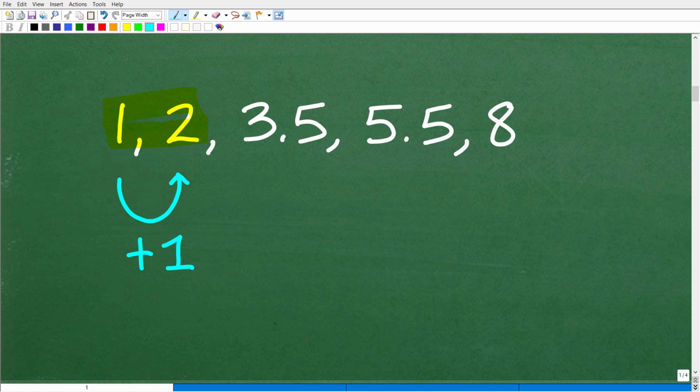And let's go ahead and see what we have here. Okay, so we're starting with 1, and then we go from 1 to 2. Well, what happened there? Well, obviously, we added a 1. So we took this 1, we added a 1, and we got 2.